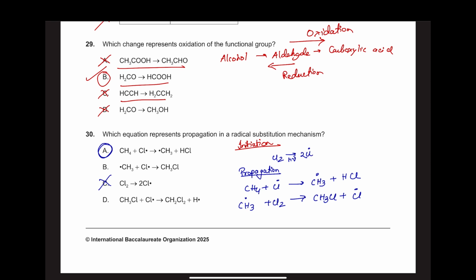Now, why are B and D rejected? B is a termination step because you have more free radicals on the reactant side as compared to the product. So free radicals are getting used up. The reaction is coming to an end. Now, why is D incorrect? Chlorine free radical will attack CH3Cl and snatch away a hydrogen. So the free radical which will be formed is CH2Cl free radical. A hydrogen free radical is not formed. That's why D is incorrect.